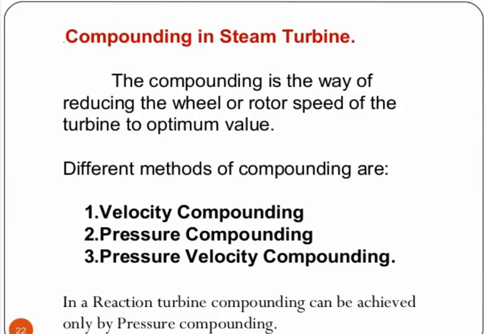We have three different methods by which we are able to compound the steam turbine. The first is velocity compounding, the second is pressure compounding, and the third one is pressure-velocity compounding. In a reaction turbine, compounding can be achieved only by pressure compounding.